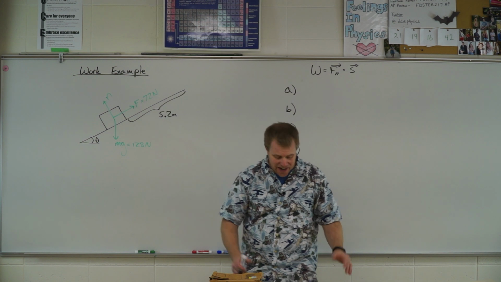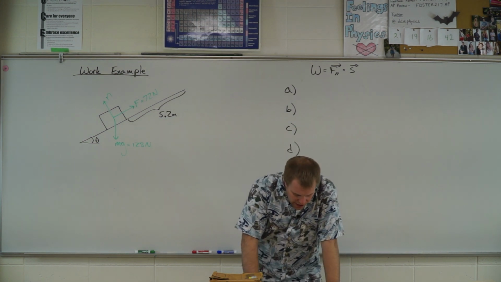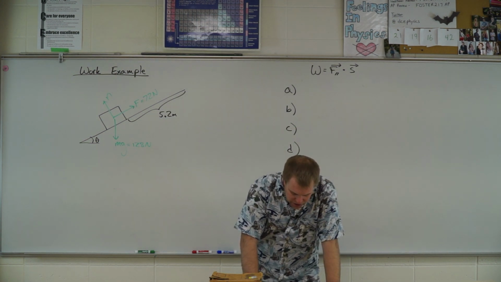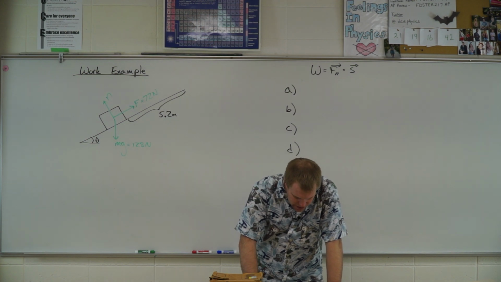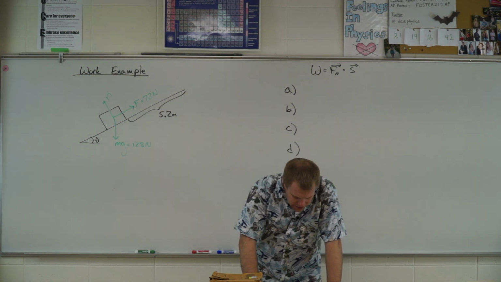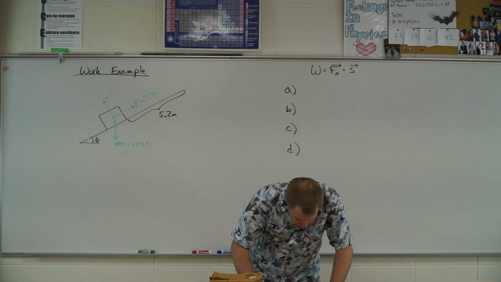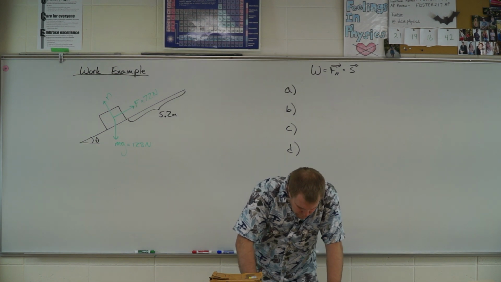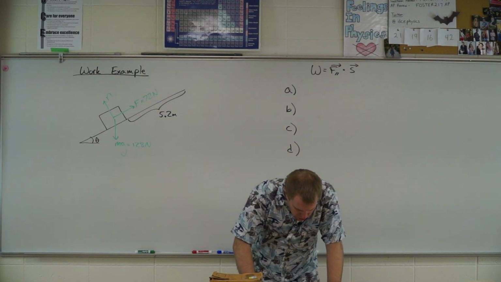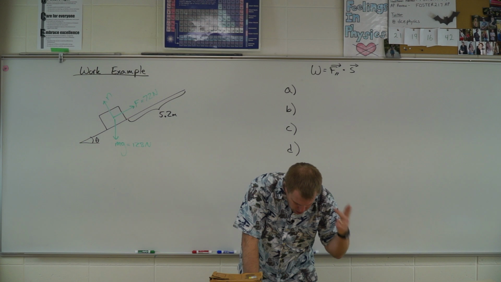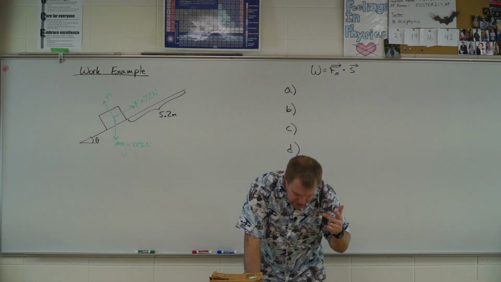All right, let's take a look at this example here. So a 128 Newton carton is pulled up a frictionless baggage ramp inclined at 30 degrees above the horizontal by a rope exerting a 72 Newton pull on the ramp surface, parallel to the ramp surface. If the carton travels 5.2 meters along the surface of the ramp, calculate the work done by the rope, gravity, normal force, and what is the net work done?